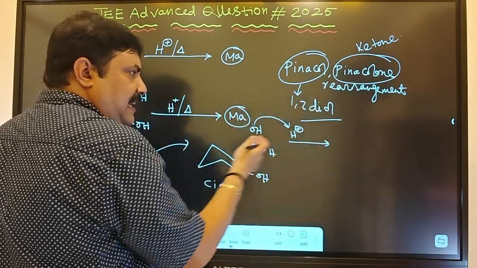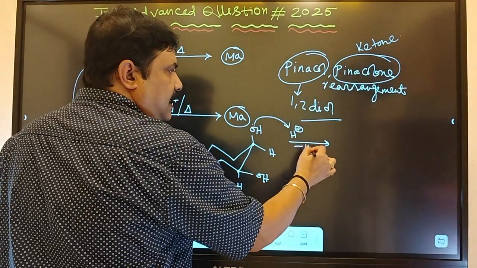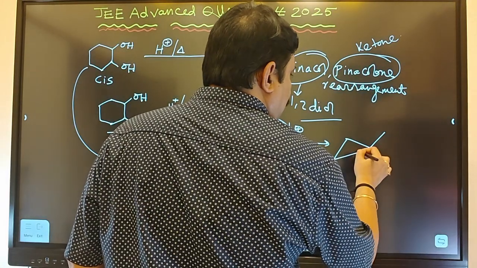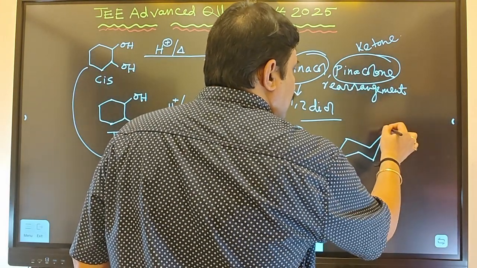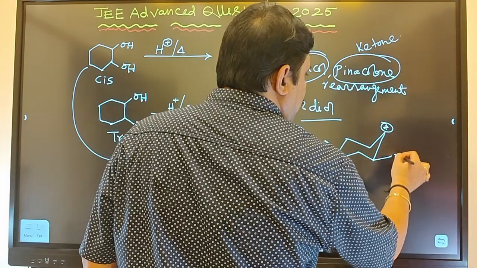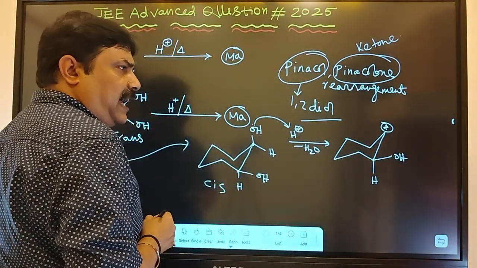I am not showing the entire step. So, protonation and departure of H2O, directly I am showing. Then a carbocation is generated. Then this is your carbocation generated. So at this place you have a carbocation, and you have an equatorial OH here and an H here, anti to the leaving group, which will migrate.